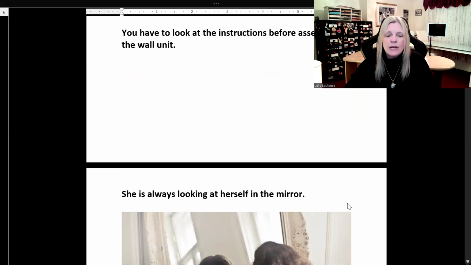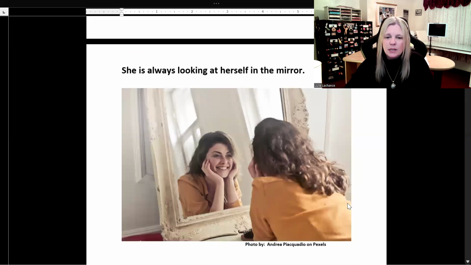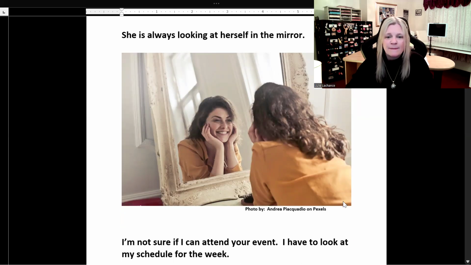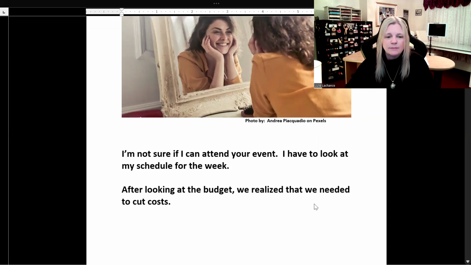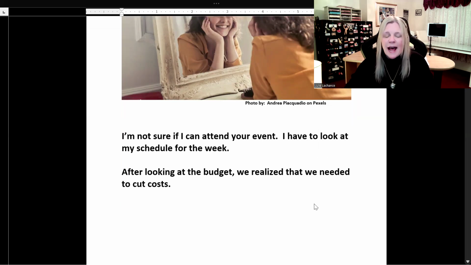She is always looking at herself in the mirror. Understandably so, she's so beautiful, so she just can't stop looking at herself, and that's okay. I'm not sure if I can attend your event. I have to look at my schedule for the week. After looking at the budget, we realized that we needed to cut costs.